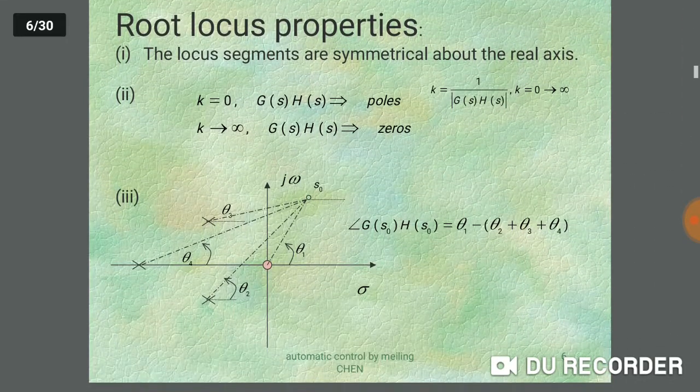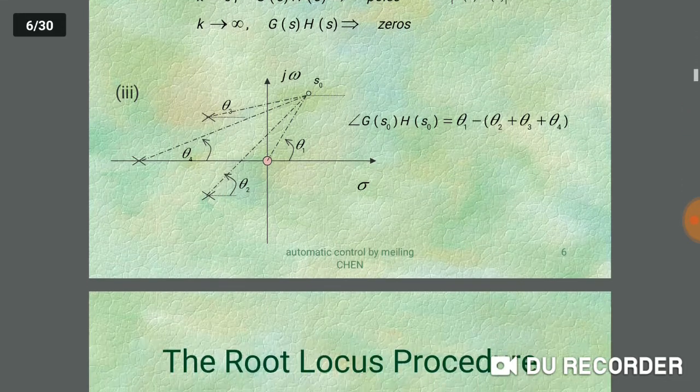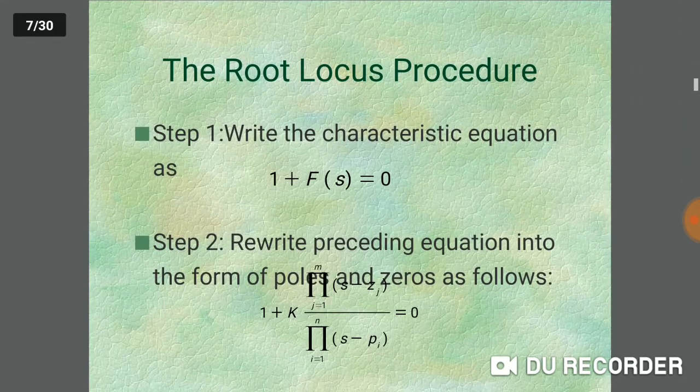We'll discuss some properties of the root locus. The first property is that the root locus diagram is always symmetrical about the real axis of the S-plane. And there are another two properties with respect to the angle. We will discuss the procedure for drawing the root locus first, and then we will solve some examples based on the root locus.